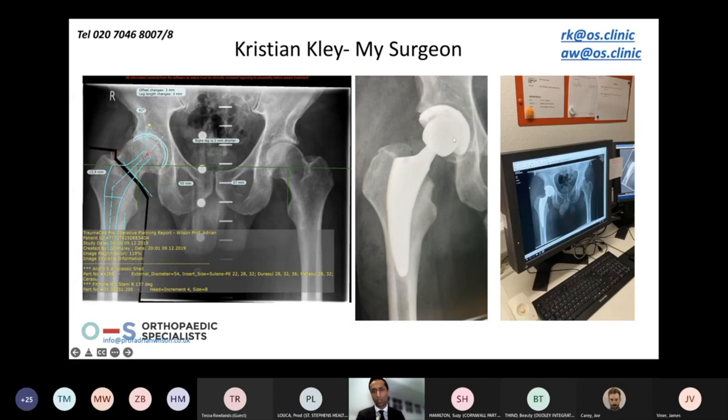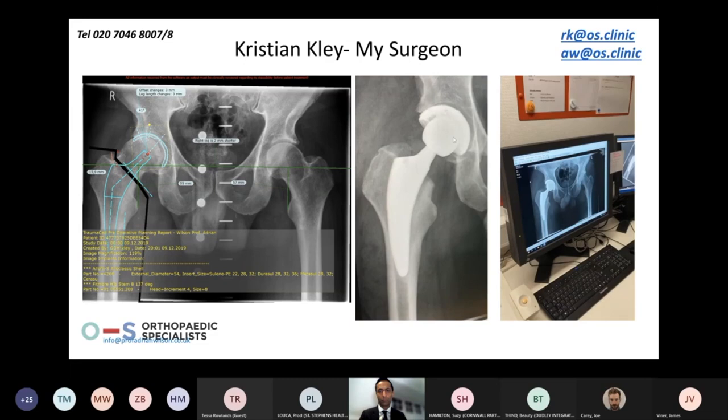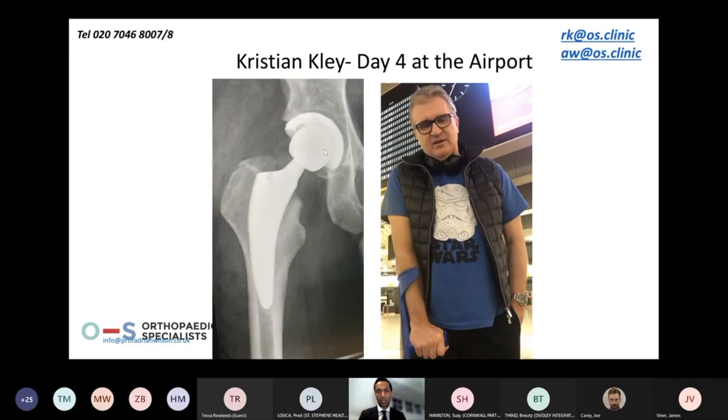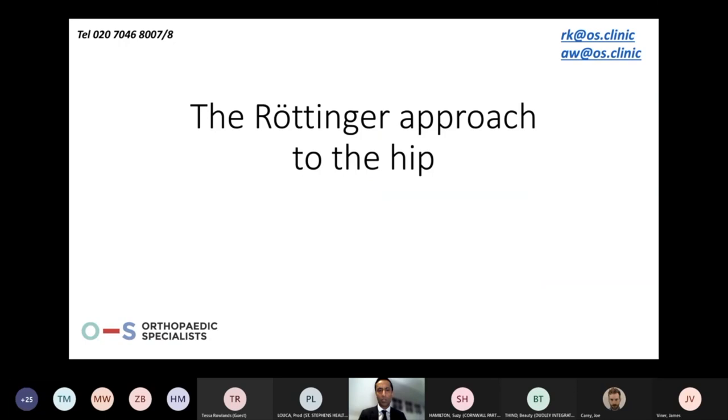we may use cemented hip replacements, and in fact they have got fantastic data in the National Joint Registry. So cemented hip replacements work equally well, but in younger patients we try and use uncemented hip replacements, and the bone bonds into the hip. This is Adrian at the airport day four after surgery, on his way back, very mobile, happy, pain-free, and getting back into action. So why is Christian's approach a good approach?